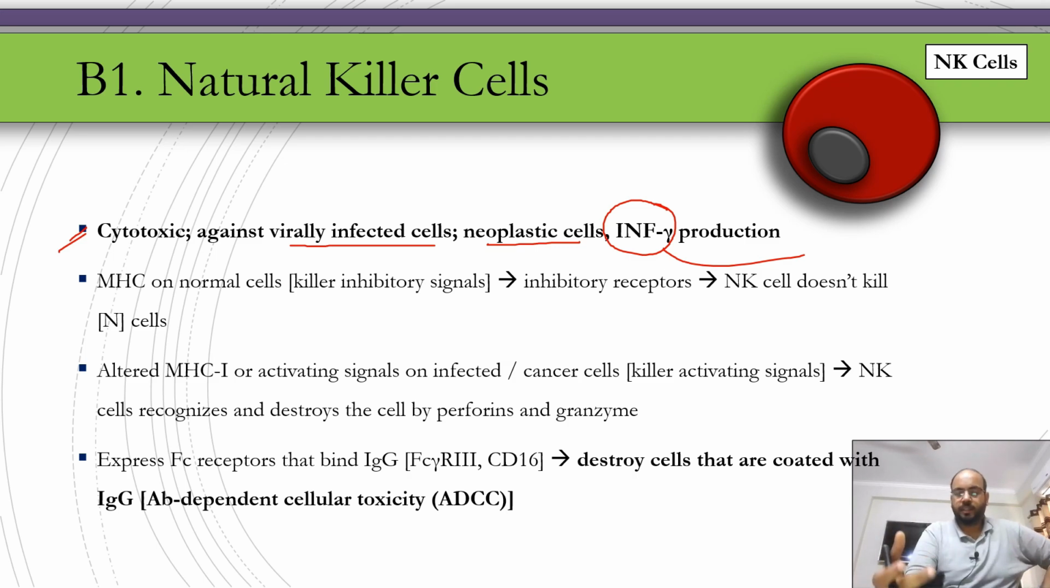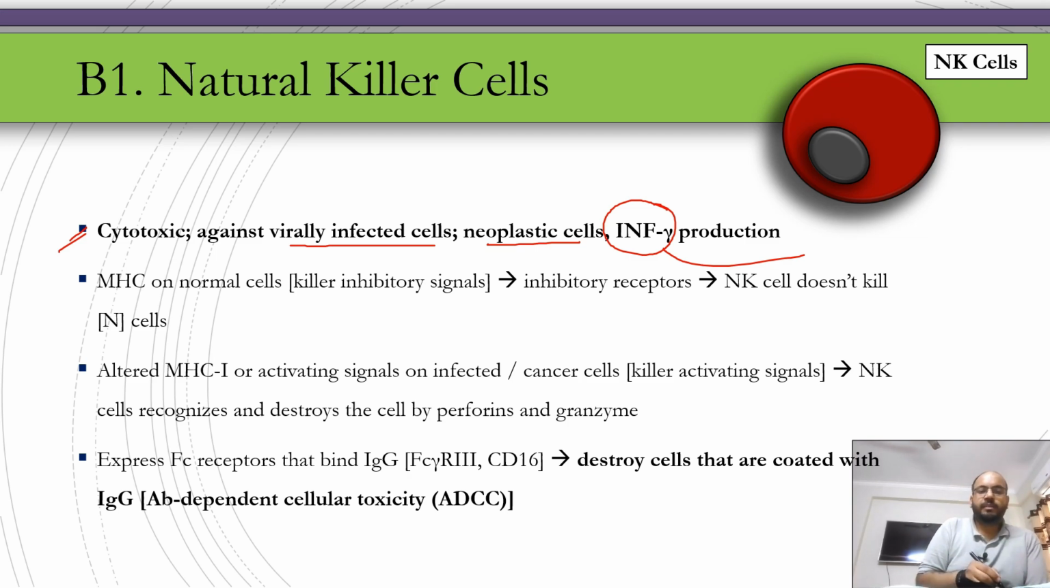But if the body cell is infected by a virus or if it has undergone neoplasia, it will change the MHC structure on its surface. And when the NK cell comes into contact with that cell, it fails to recognize normal MHC and will think that something is problematic with this cell. I will have to destroy this cell. And that's what the NK cell does.